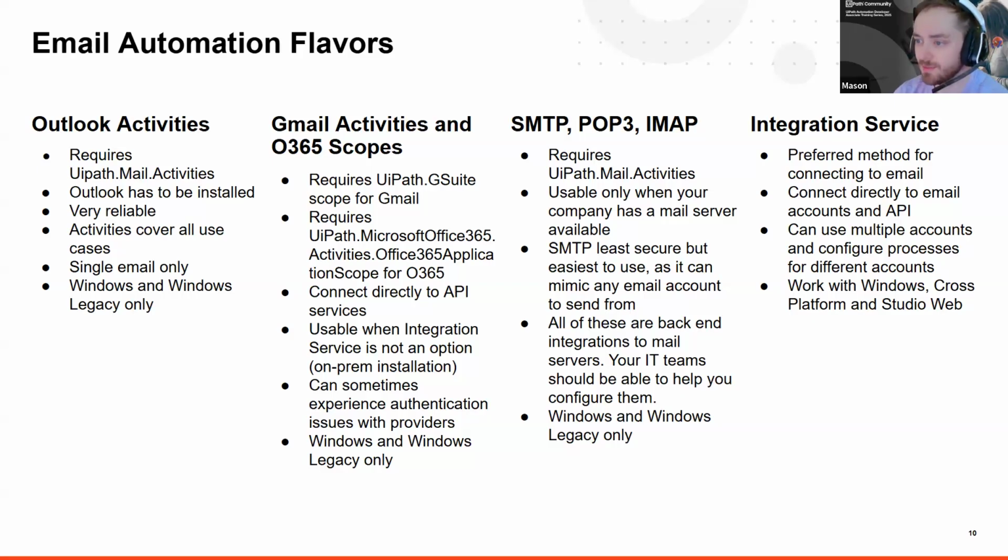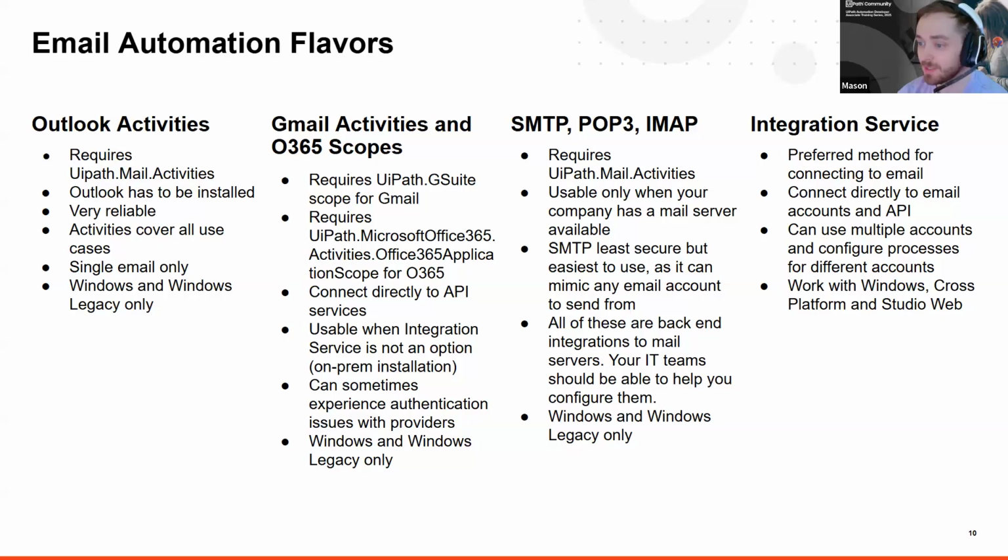And then last in the kind of traditional sense, we have SMTP, POP3, and IMAP. These require just UiPath.mail.activities. This can be used when your company has a mail server available. Sometimes you'll have authentication for an SMTP or POP3 server. These can also be used with Gmail. It's a little bit more difficult to set up. I can walk through some of the steps today, but a lot of times it's not super reliable to set those up. And Google actually recommends that you don't do that.